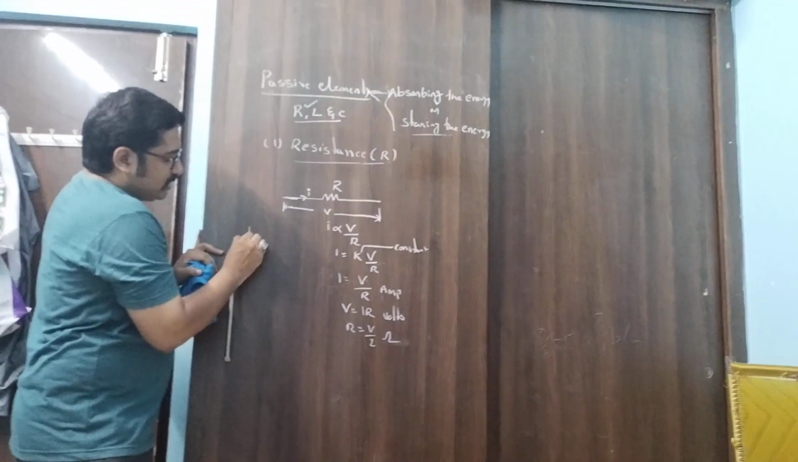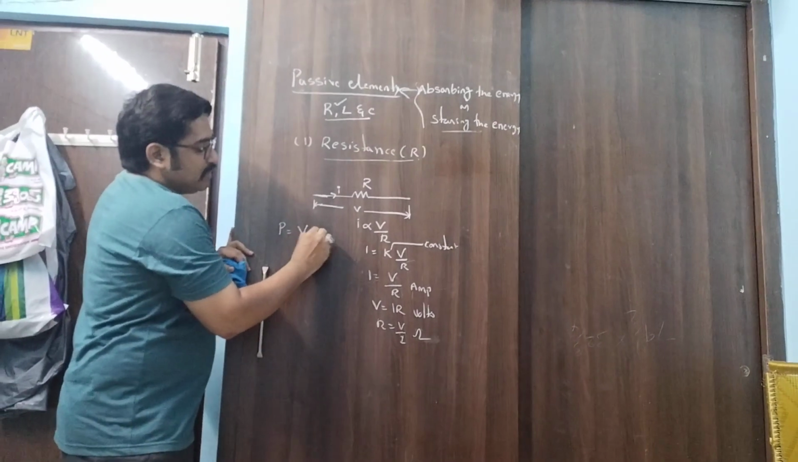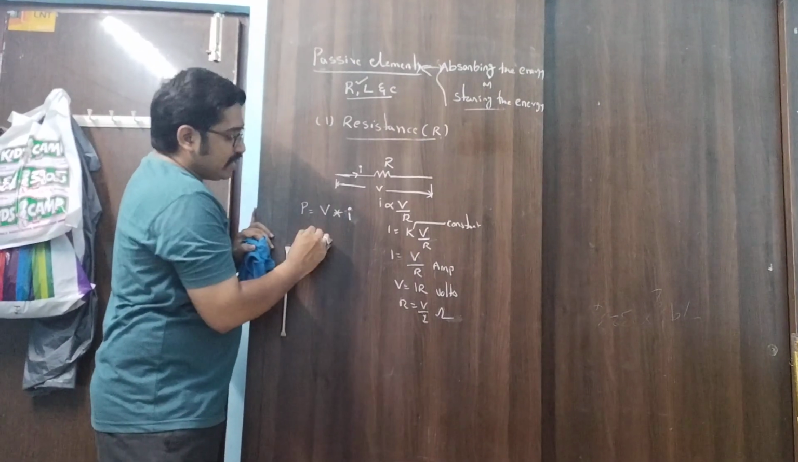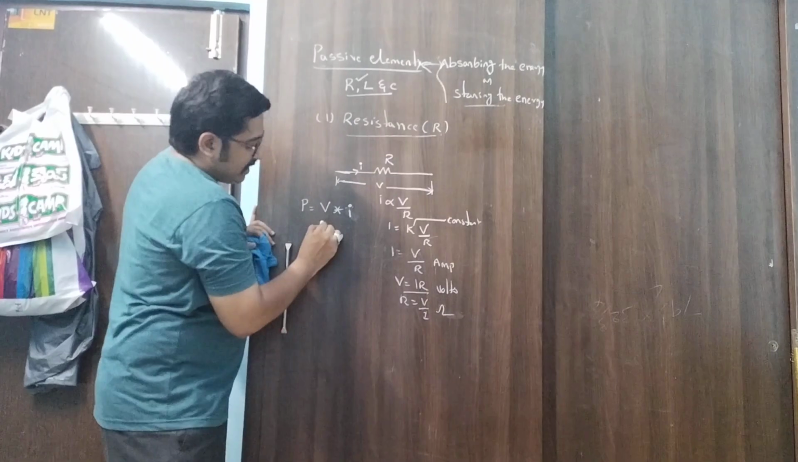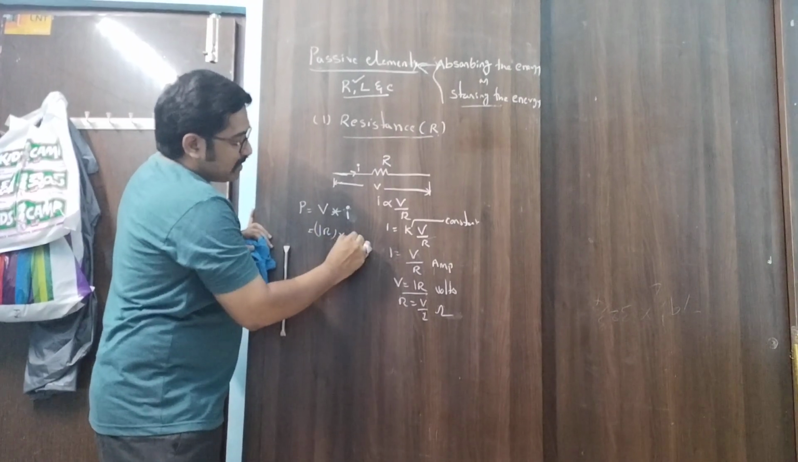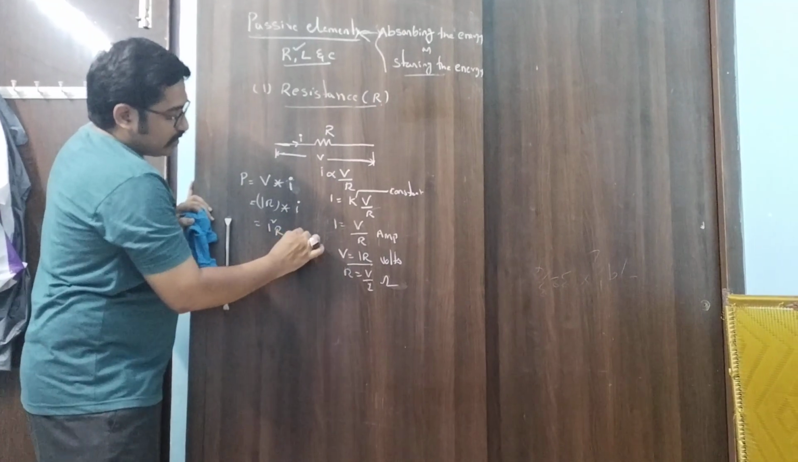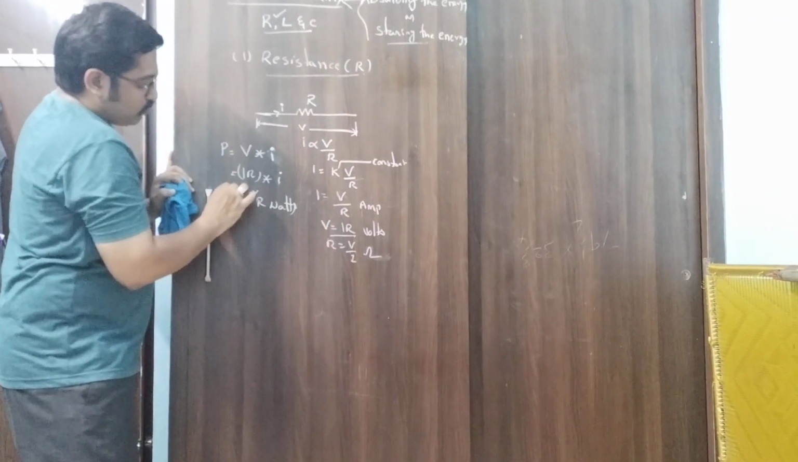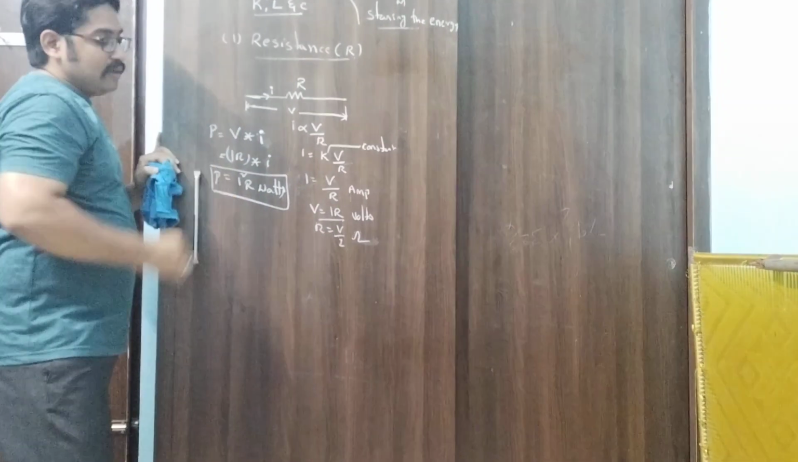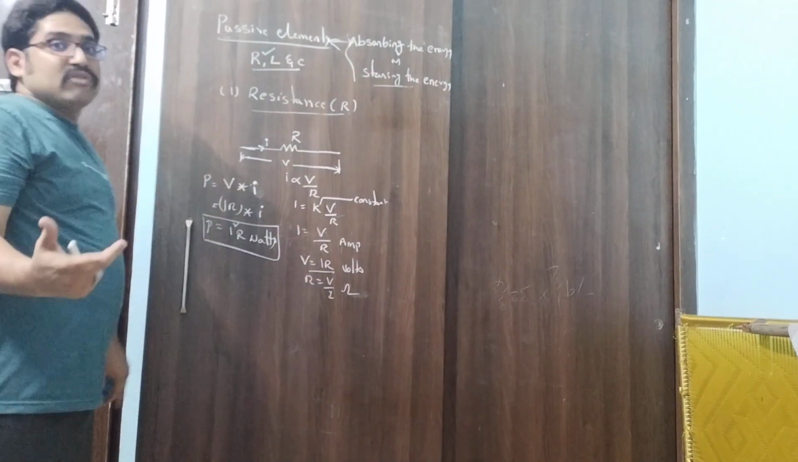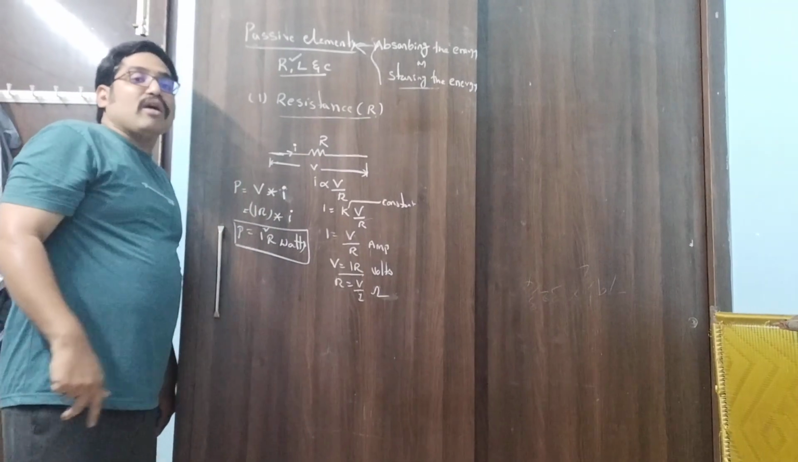So you can derive the power. Power P is equal to V into I. What is V? V is nothing but I into R. Multiplying with I, you can write I square into R watts. This is the power. Whenever the current flows through the resistance, power is wasted in the form of I square into R loss.